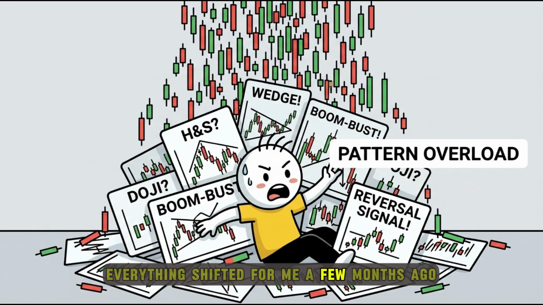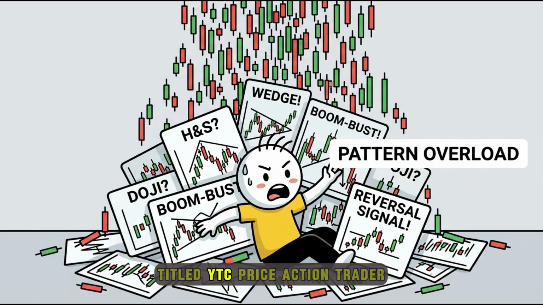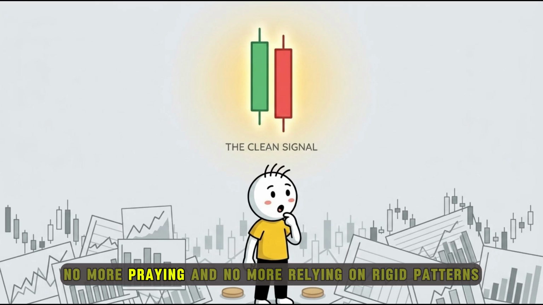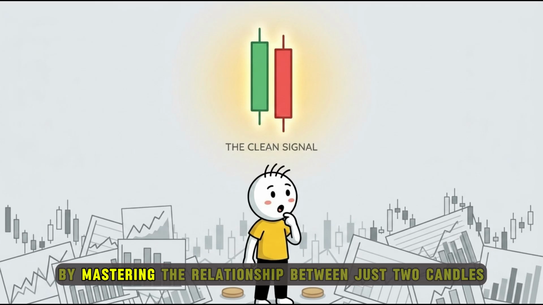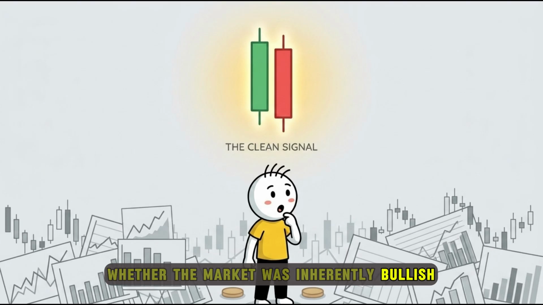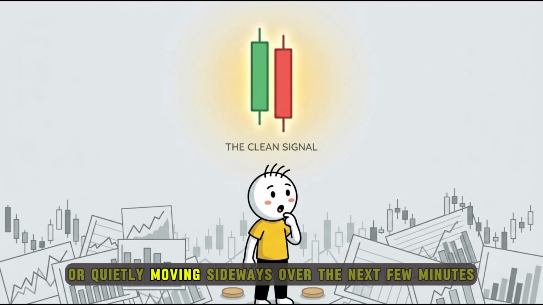Everything shifted for me a few months ago when I stumbled across a book by Lance Beggs titled YTC Price Action Trader. Tucked away inside those pages was a masterclass section dedicated to the two-candle theory. It completely dismantled and rebuilt the way I interpret raw price action. No more guessing, no more praying, and no more relying on rigid patterns that only work in hindsight. By mastering the relationship between just two candles, I gained the ability to see exactly whether the market was inherently bullish, bearish, or quietly moving sideways.